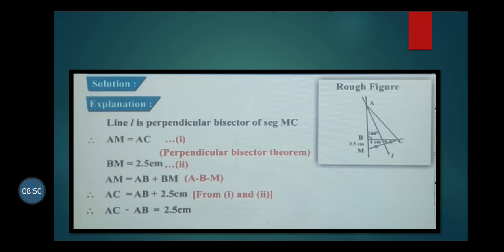BM is equal to 2.5 centimeter. Let's give that equation 2. Therefore, AM is equal to AB plus BM, that is A-B-M. As AM and AC are equal, instead of AM we are writing AC. So AC is equal to AB plus 2.5 centimeter, from 1 and 2, and we are substituting the values. Therefore, AC minus AB is equal to 2.5 centimeter.